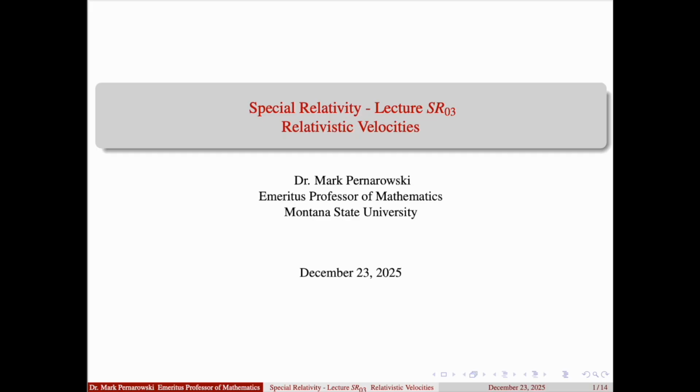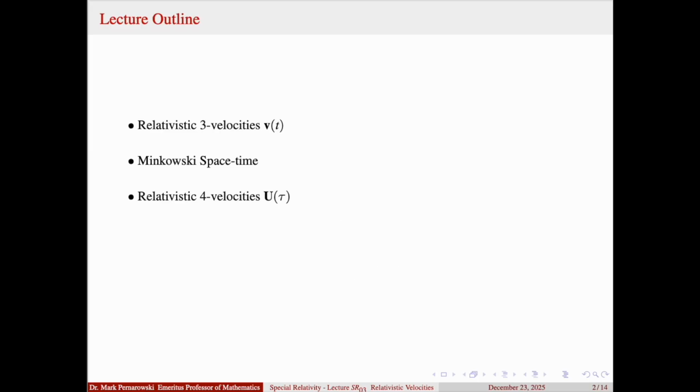So what are these things? Let's get into this. We're going to do three things in this lecture. One, we're going to talk about relativistic three velocities. The three refers to the fact that a velocity has three components, and it's the normal one that we think about when we look out and we see something moving. It has a direction, and it has a magnitude called speed. So I might refer to the speed as a three-speed.